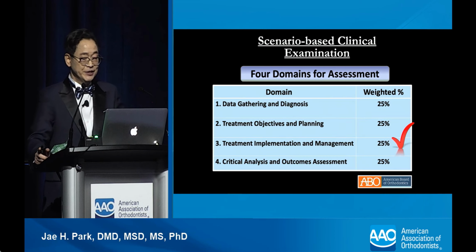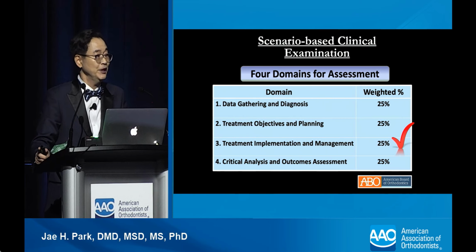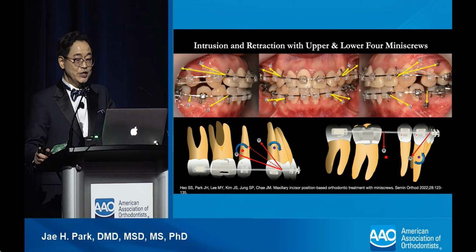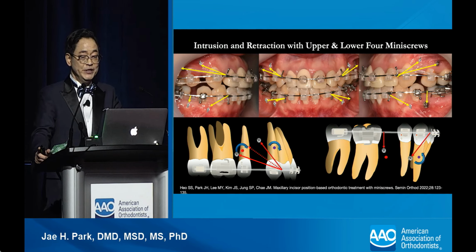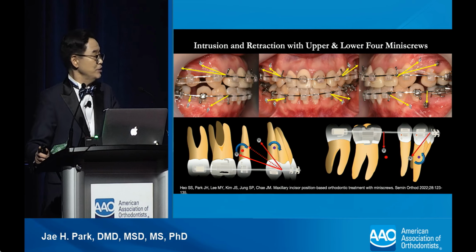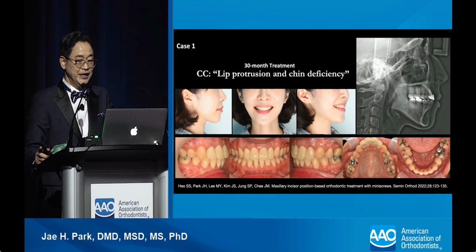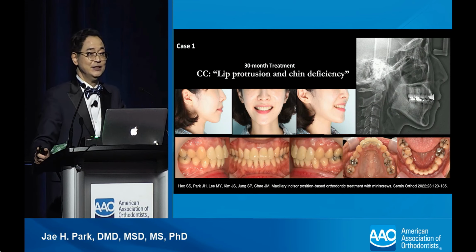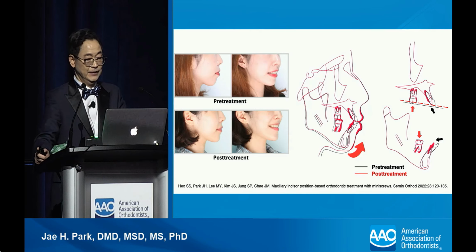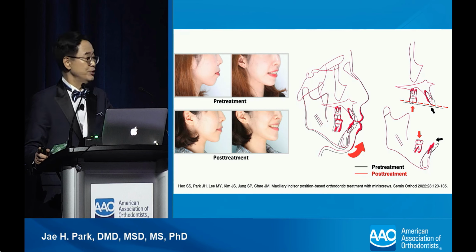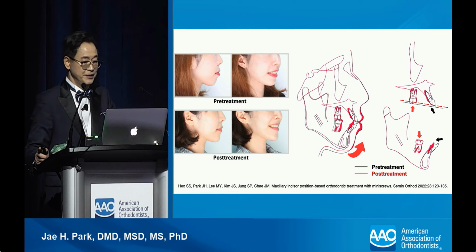In the ABO scenario-based clinical examination, let's review domain 3, treatment implementation and management. Intrusion and retraction with upper and lower 4 mini screws after extraction of upper 4s and lower 5s. Post-treatment photos and lateral ceph after 30 months of treatment. Pre- and post-treatment photos and superimposition. After treatment, her profile has improved.